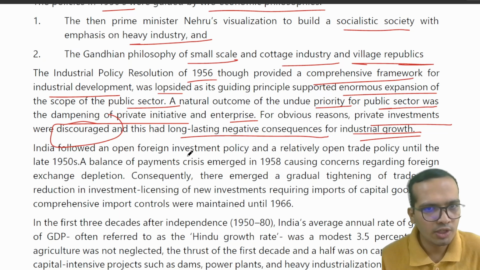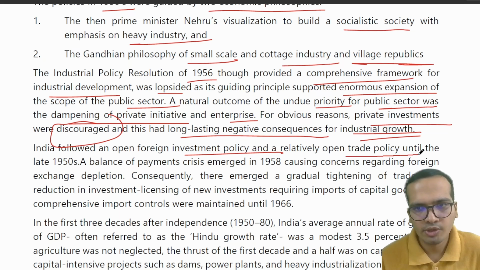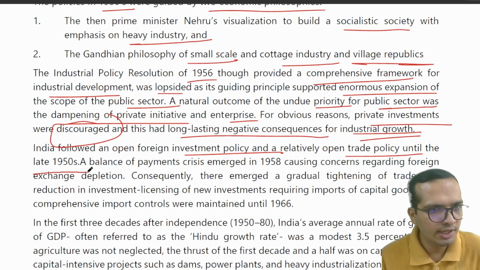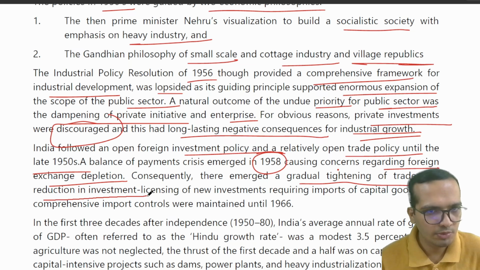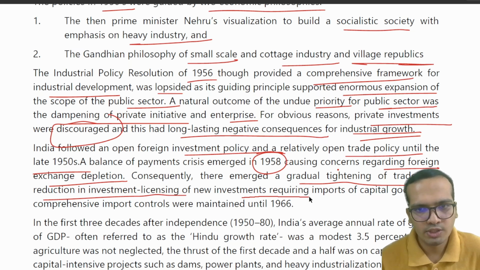India followed an open foreign investment policy and relatively open trade policy until the late 1950s. A balance of payment crisis emerged in 1958, causing concerns regarding foreign exchange depletion. Consequently, there emerged a gradual tightening of trade and reduction in investment licensing of new investments requiring import of capital goods. The comprehensive import controls were maintained until 1966.